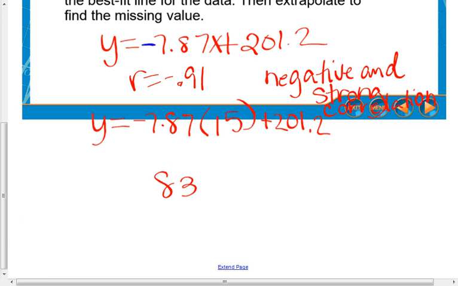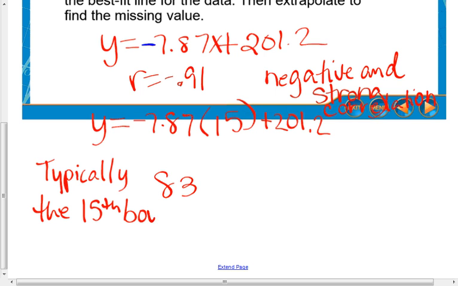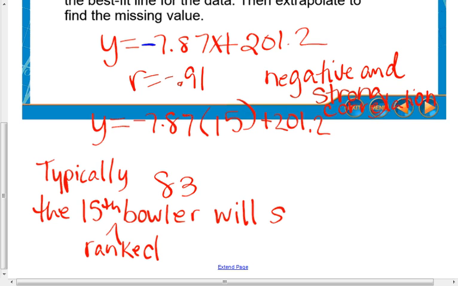Typically, the 15th ranked bowler will score 83. Okay? It's probably what I would score if I was bowling.